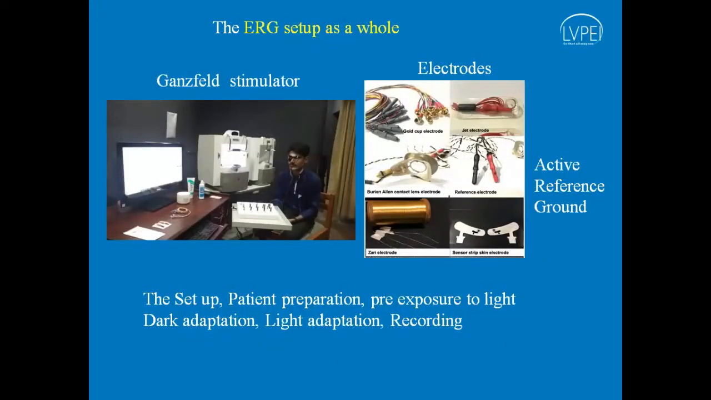So this is how the setup looks like for a full field ERG or simply ERG. This is a Ganzfeld stimulator. Ganzfeld means full field stimulator, where we stimulate the entire retina with a bright flash of light. This is the subject. The pupils need to be dilated, and the recording is done with stimulus of different intensities with the subject in different light and dark adaptation conditions.